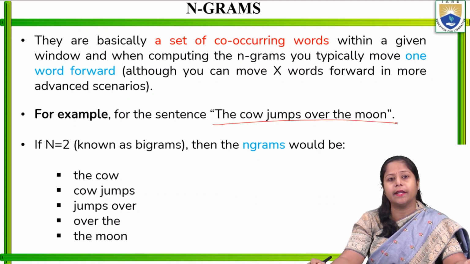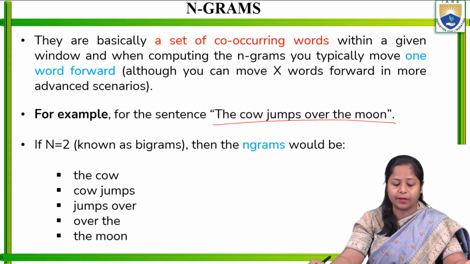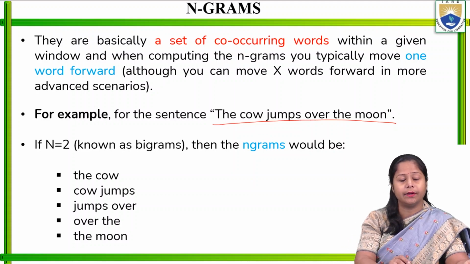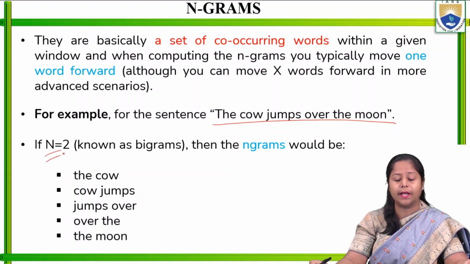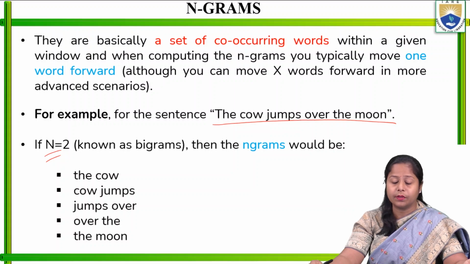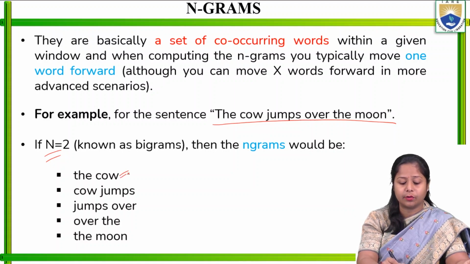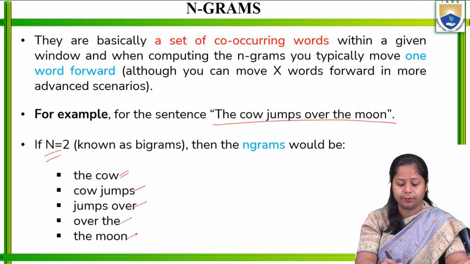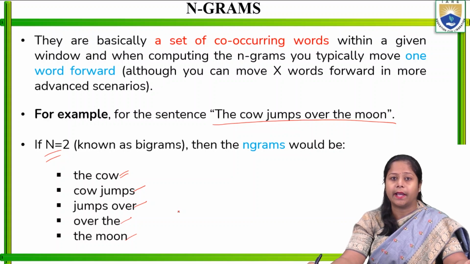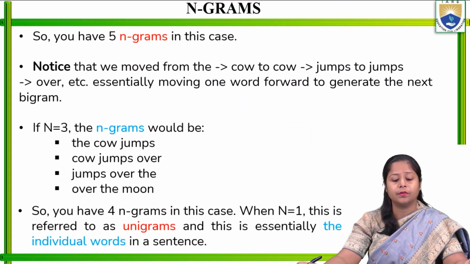Here, if I need to identify how many grams there are, and I set n equal to 2, that is known as a bigram. How many bigrams are possible? Let's see. There are combinations: the cow, cow jumps, jumps over, over the, and the moon. So there are 5 bigrams in this particular sentence.